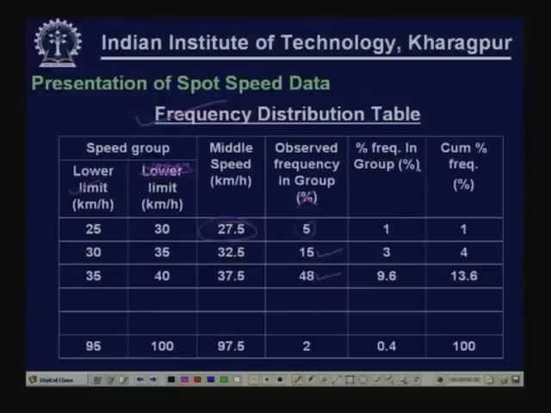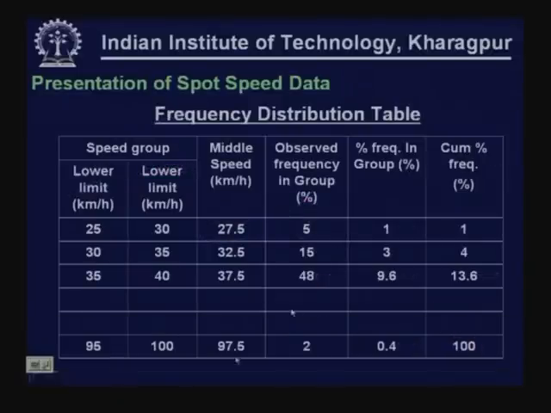So, that gives us the frequency for a particular group, and then this gives the cumulative frequency. So, here it is 1, here it is 4, because 1 plus 3, then again 9.6 plus 4. So, cumulative frequency is 13.6 and so on. Obviously, here you get 100, because that covers all the vehicles. So, the total obviously will be 100%. Now, this is one way of presenting the spot speed data.